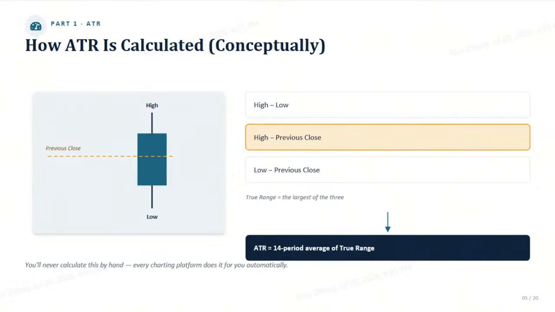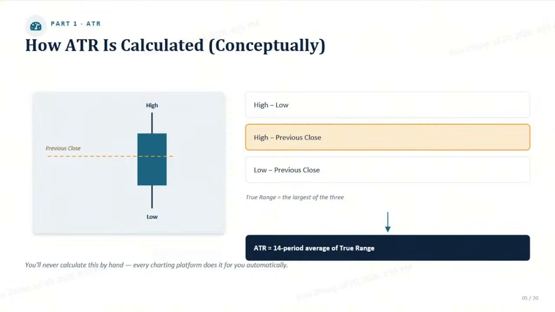Because of gaps. Imagine a stock closes at $50 and then opens the next morning at $55 because of some overnight news and trades in a tight range all day. If we only looked at that day's high minus low, we'd think it was a quiet day, but it wasn't, the price gapped $5 overnight. True range captures that gap.